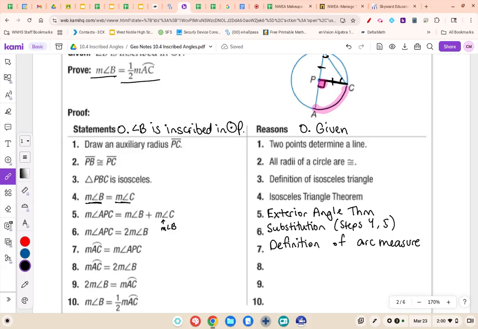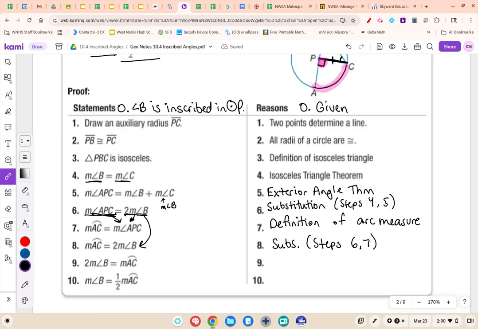And then I can do substitution again. Since I know this is equal to this, I can replace measure of angle APC with 2 times the measure of angle B. So that's how I get to this. So this is specifically substitution, but this time with steps 6 and 7.